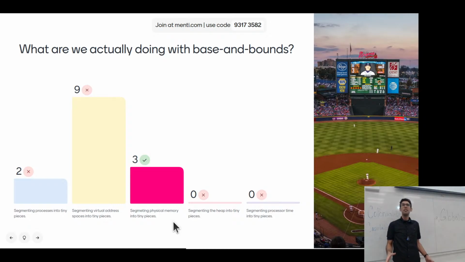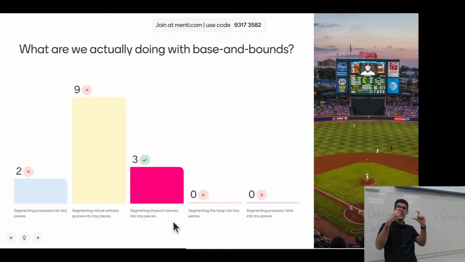The entire idea here is that we're going to take these virtual address spaces and squish them down so that they are now smaller than physical memory. So if I've got 32 gigs of RAM in my laptop, I've got 32 gigabytes of physical memory. The idea of base and bounds is that every process gets some fraction of physical memory. It gets 4 gigabytes of physical memory.